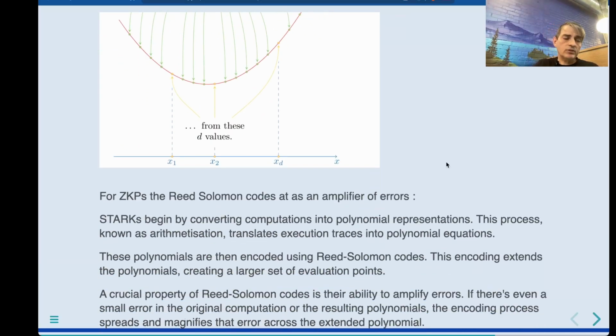Okay. And the reason that they are good in zero-knowledge proofs is that they amplify errors. And this is particularly used within Starks. So within Starks, we represent computations as polynomials. And then we can easily see whether there are errors. So if the prover provides some polynomials which is not a correct representation of a computation, then the errors within the polynomial are effectively amplified, and could easily be seen by the verifier because of the fact that we're using Reed-Solomon codes. Okay.